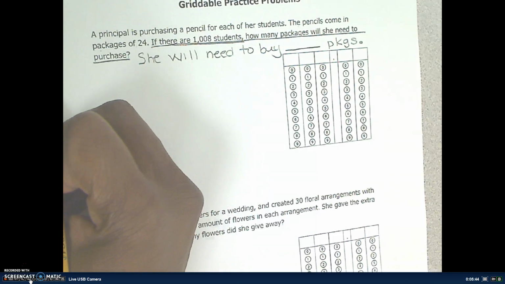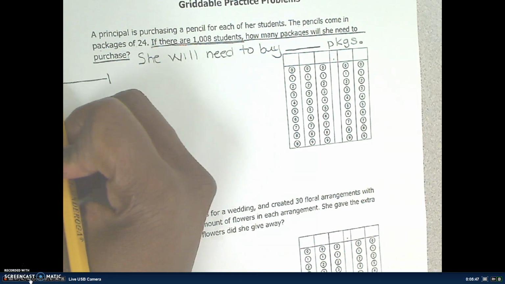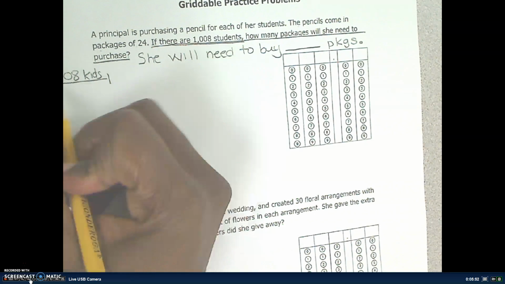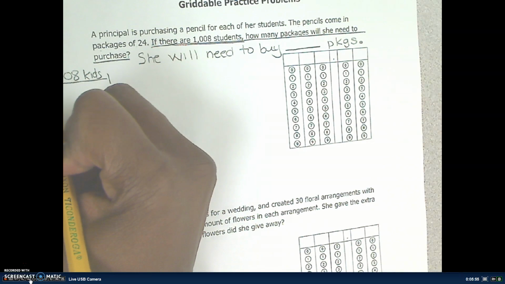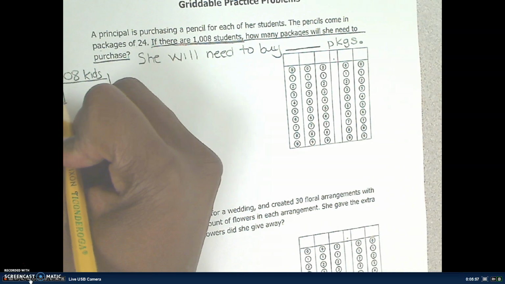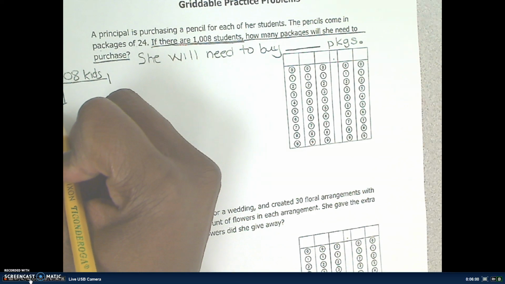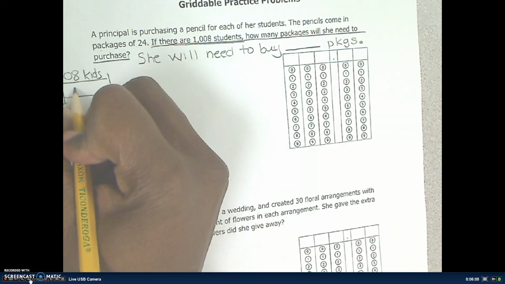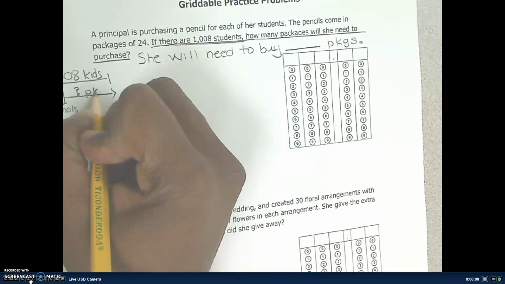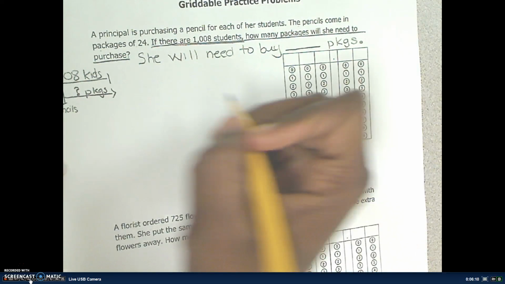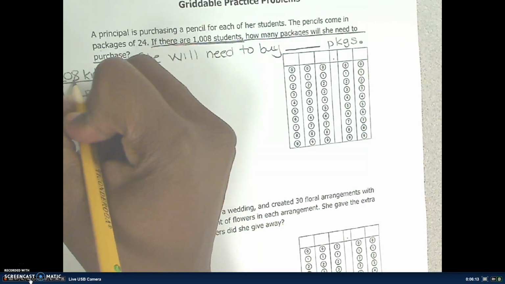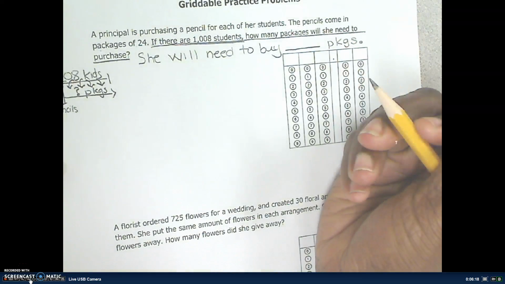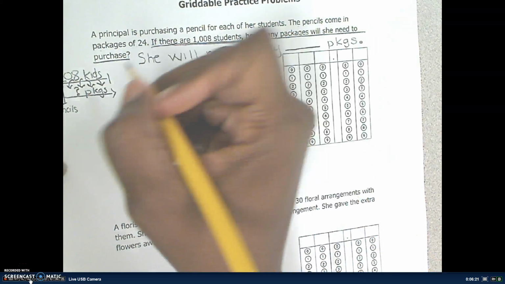Okay, so I know my total. My total is 1,008 kiddos. And I know she's buying everyone pencils. And when she purchases them, they come in boxes of 24. And the question says, how many packages will she need to buy? Okay, so I can easily see, I know my total, and I'm breaking it up into groups of 24. When I take my total and I break it up into groups of 24, that is division.